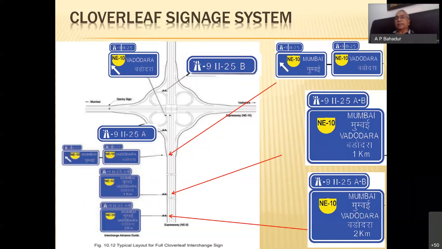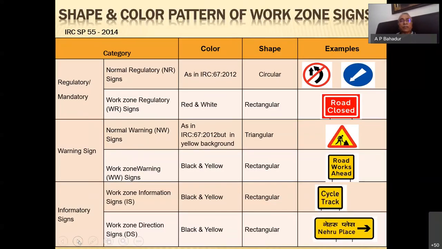Unfortunately, IRC SP 99 does not provide a system of numbering of exits, but guidance can be taken from a very good document of the USA, the Manual on Uniform Traffic Control Devices. That gives very useful guidance on this. So these are some of the typical configurations of the signs to be provided on a cloverleaf interchange on expressways. And detailed guidance can be taken from the document IRC SP 99.